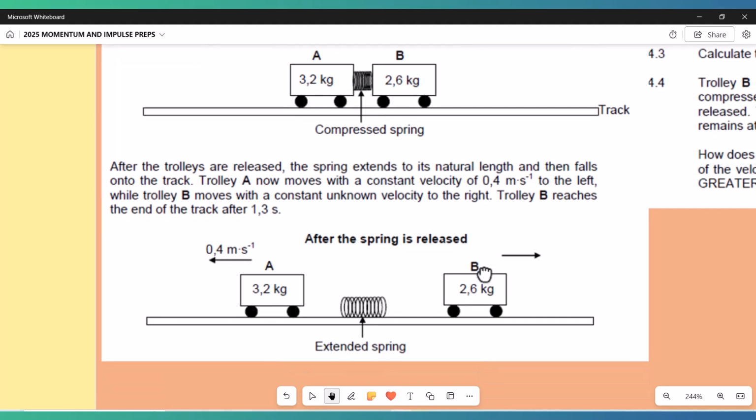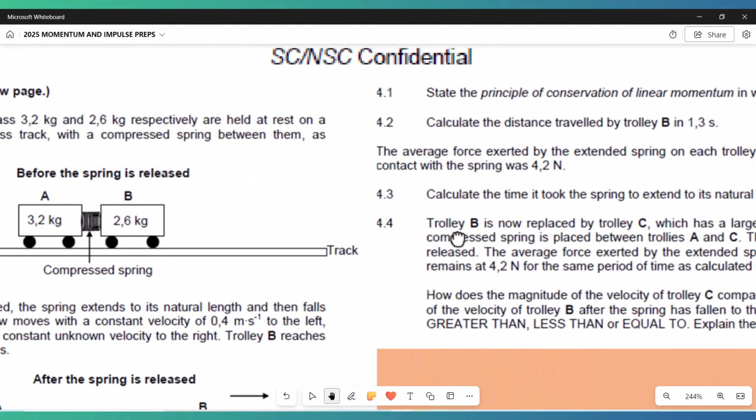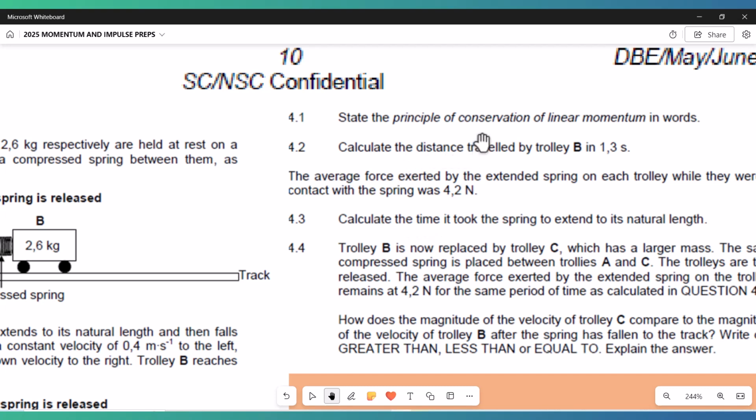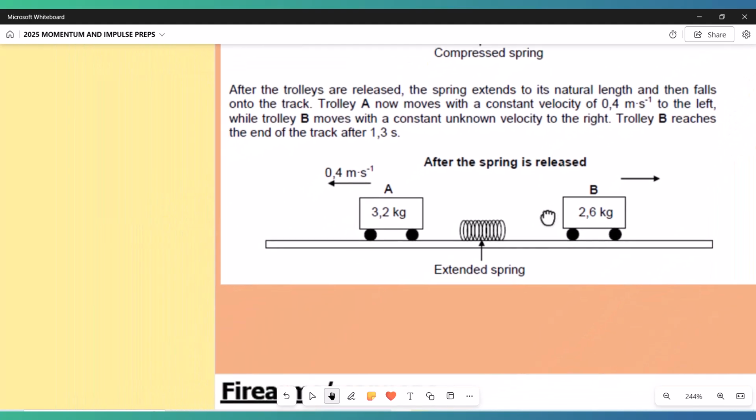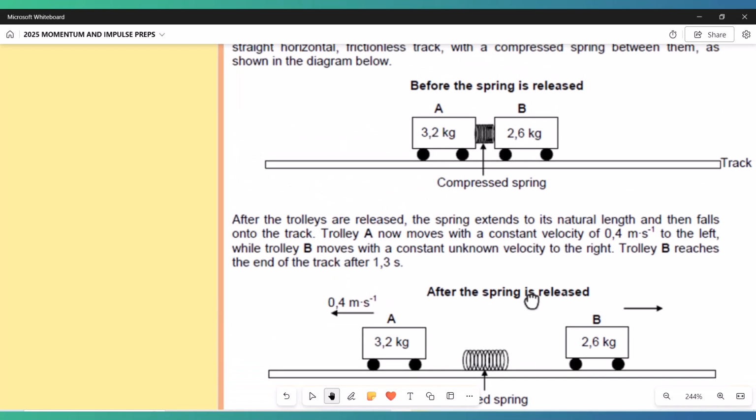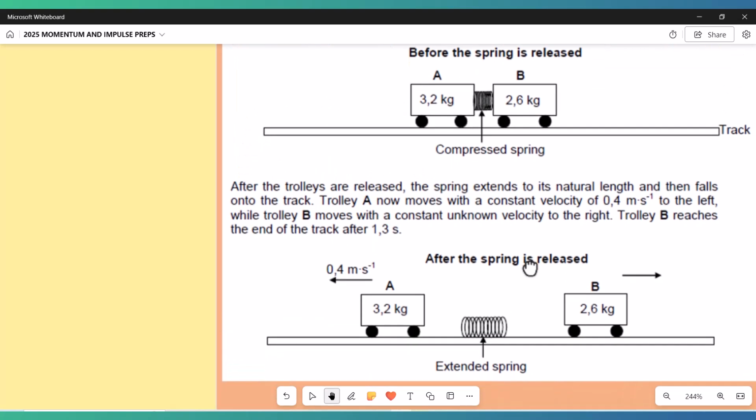So what do we calculate? They say, state the principle of conservation of linear momentum in words. So what do we say? We say that the total linear momentum in any isolated system is conserved. Then 4.2: calculate the distance traveled by trolley B in 1,3 seconds. So that's what we're looking for here. Because B moves with constant unknown velocity, and we're looking for the distance.